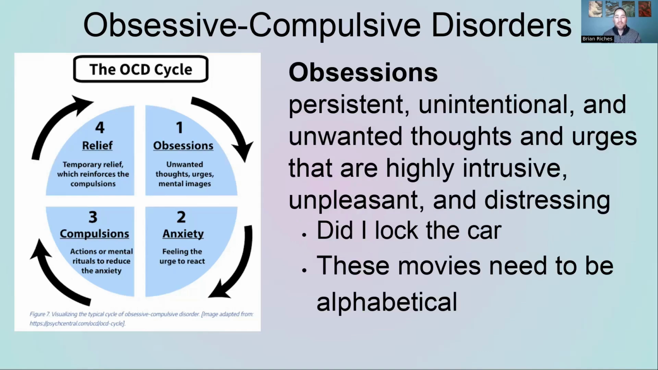So for obsessions, I've got some examples here. You've got those persistent, unintentional, and unwanted thoughts. So these are highly intrusive. They're unpleasant. They're things that the person doesn't want. They would like them to be just gone. And a couple examples of obsessions. You might be consistently thinking, oh, did I lock the car? You're getting to sleep. Oh, did I lock the car? You're doing something else, even though you've literally just locked the car. Oh, did I lock the car?